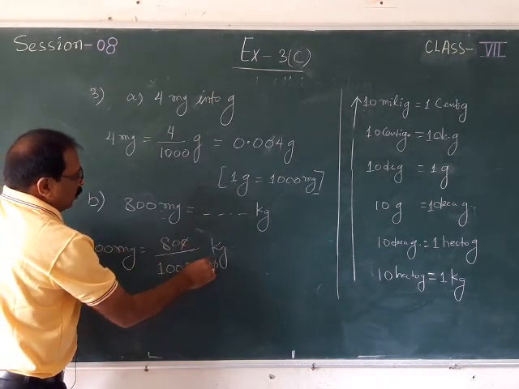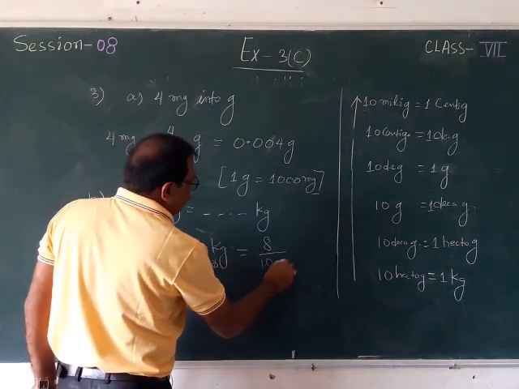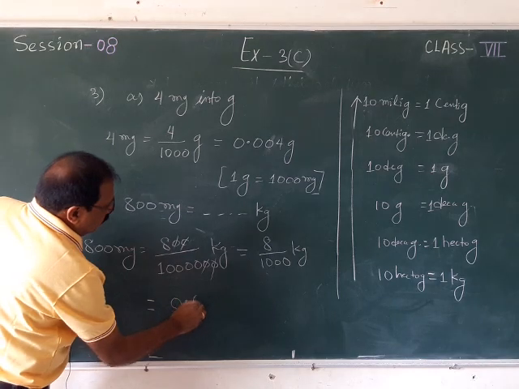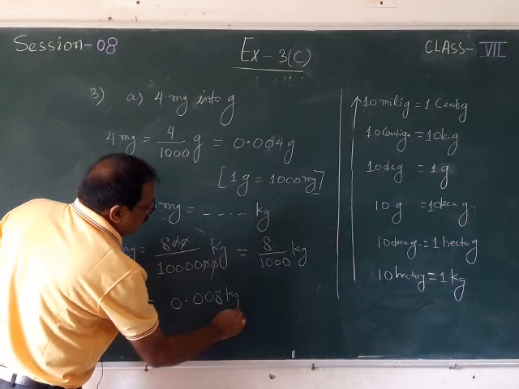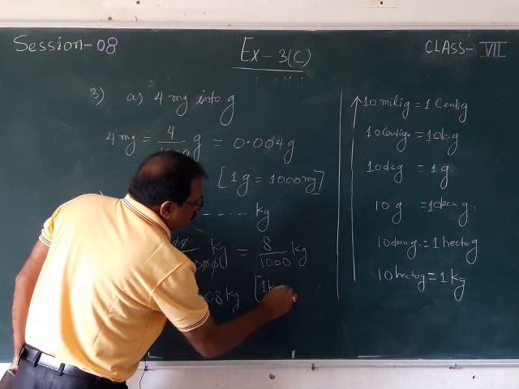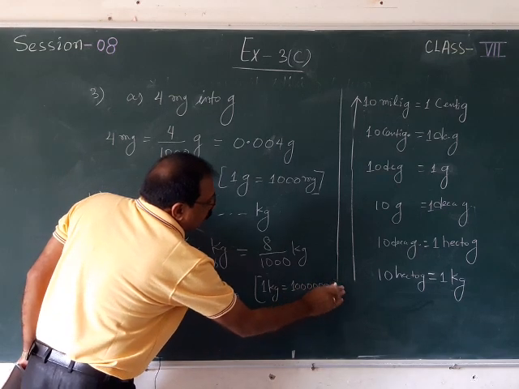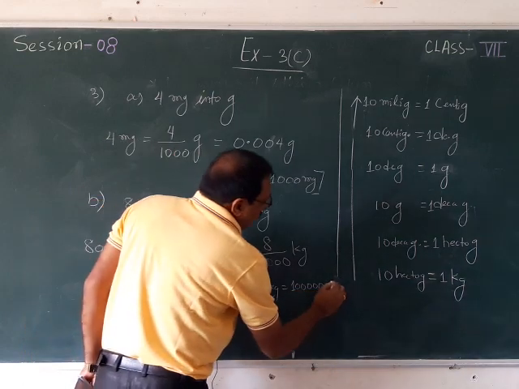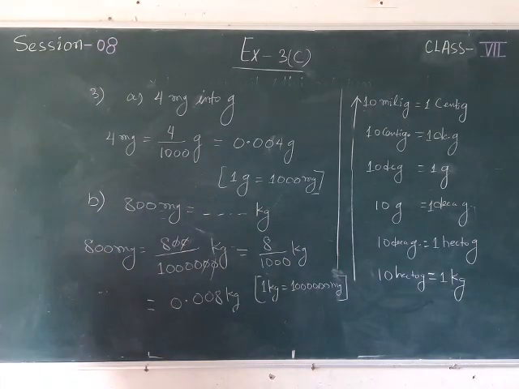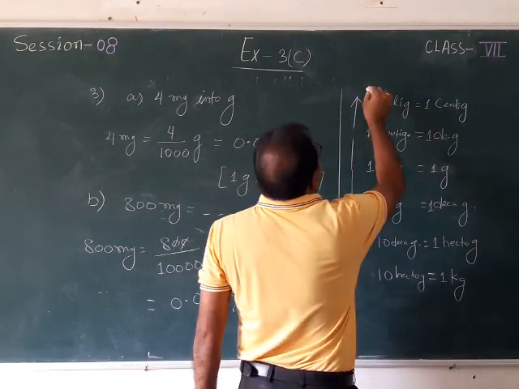0 gone, 0 gone. So here it is 8/10000 kg, which can be written as 0.0008 kg. Why is it like that? Because 1 kg means 1,000,000 milligram. So this is very important, the relation which I have discussed today.